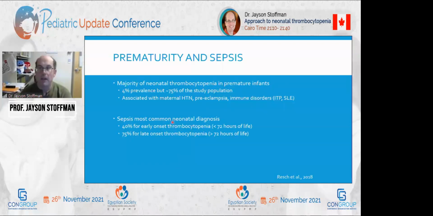And I think, again, that represents when the other problems happen that will cause thrombocytopenia. Certainly congenital things and alloimmune issues are going to happen very early on. Asphyxia is typically also at the early stages, whereas as you get later, sepsis becomes the more common associated diagnosis. So those are the causes of thrombocytopenia.